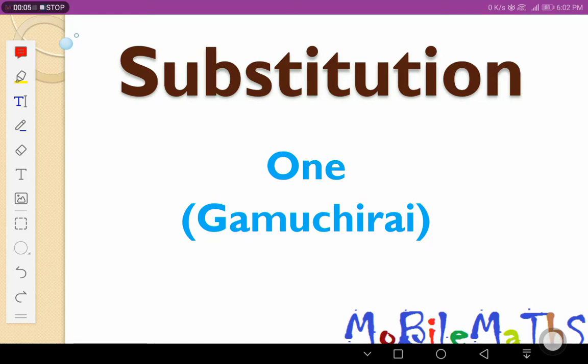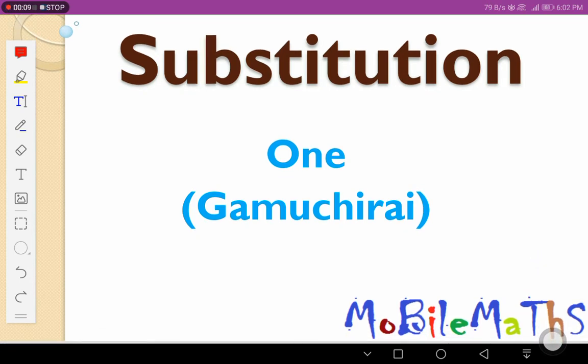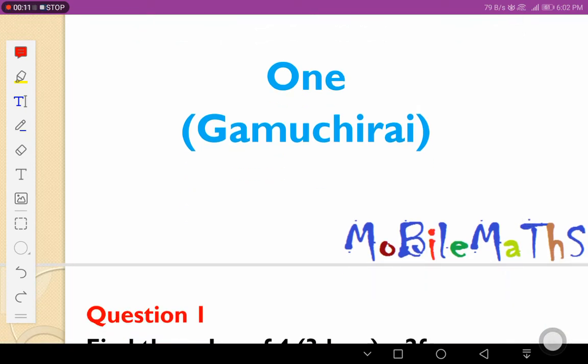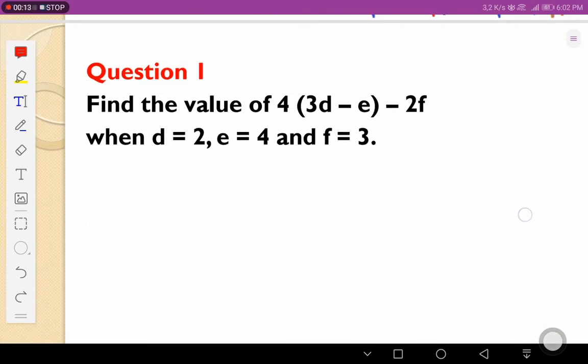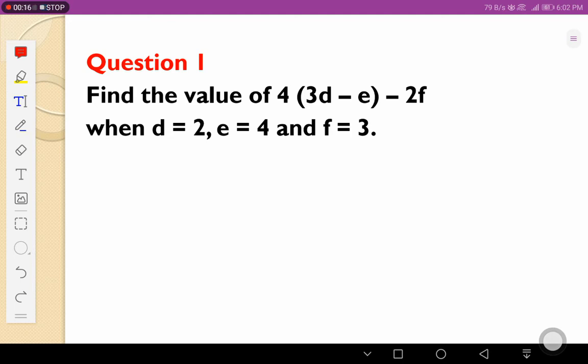Today I want us to look at substitution 1. So this is more like an introduction into substitution. I have a couple of questions that I want us to go through. The first one: find the value of 4(3d - e - 2f), and we are given the value of d, the value of e, and the value of f.